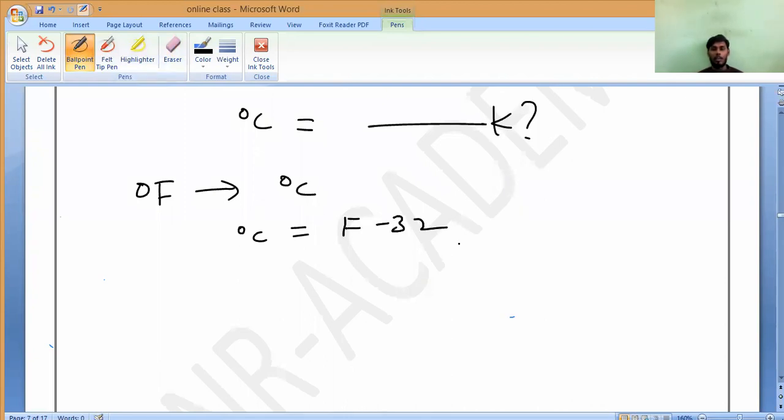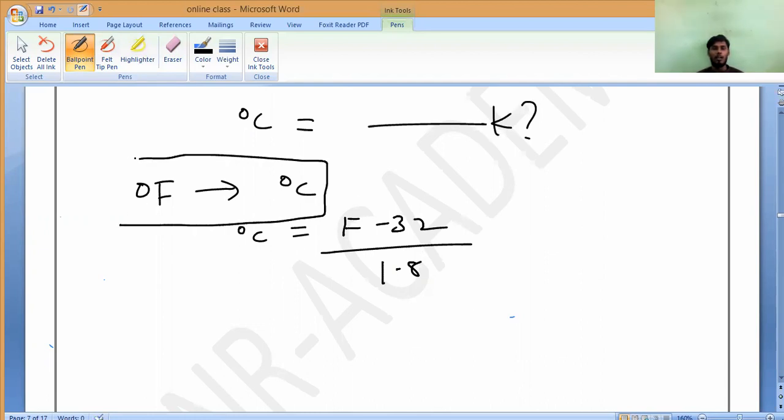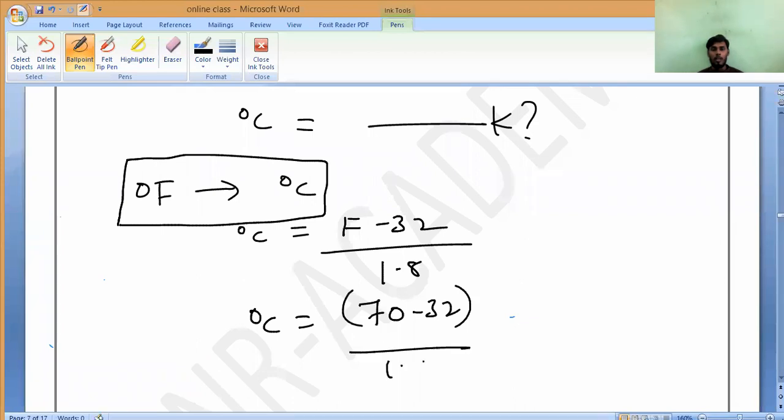F minus 32 divided by 1.8. We are converting degree Fahrenheit to degree Celsius. Correct? Yes, sir. So 70 minus 32 divided by 1.8. Do it now. 70 minus 32, how much?